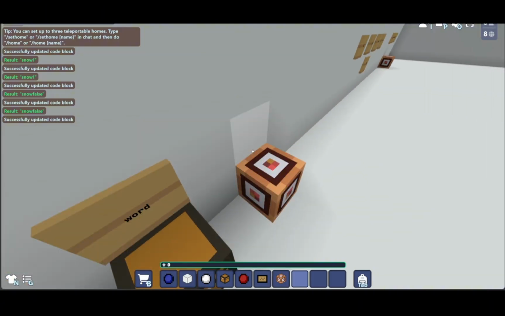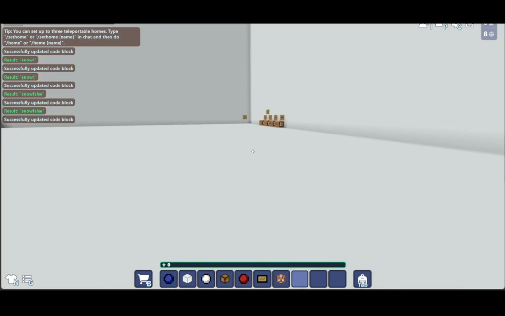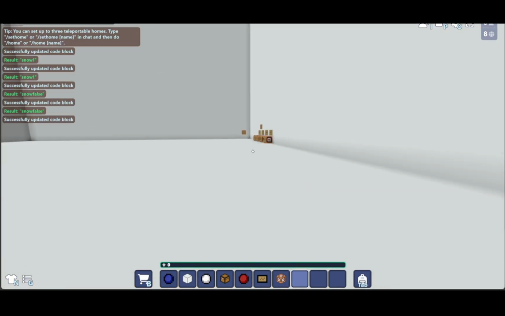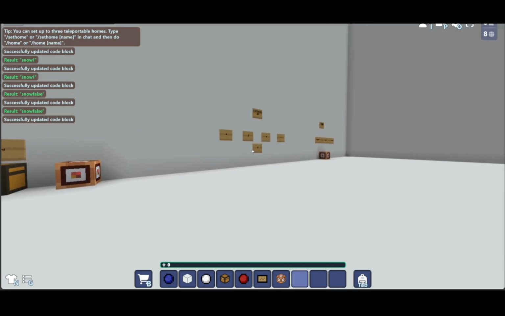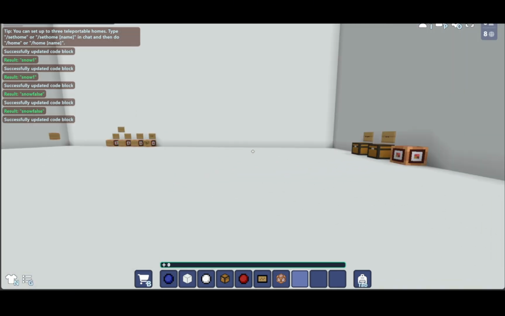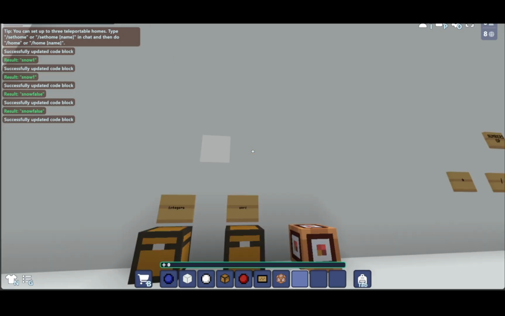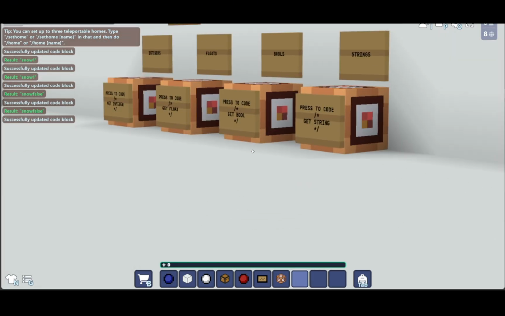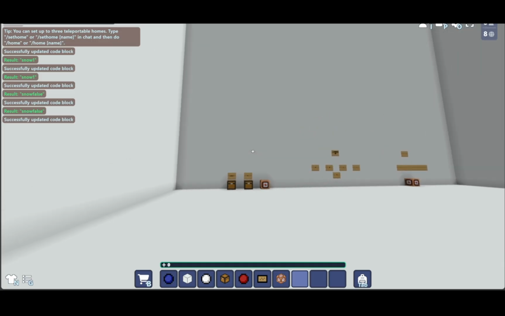Now this is the end of the tutorial for the types of things you can store in variables. Next time we'll talk about what kind of data structures there are that you can store these integers in.